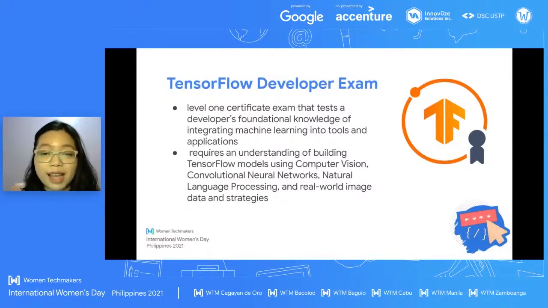And it requires an understanding of building TensorFlow models using computer vision, convolutional neural networks or CNNs, NLP, and real-world data and strategies. So when I took the exam, or before I took the exam, I set my expectations, of course.